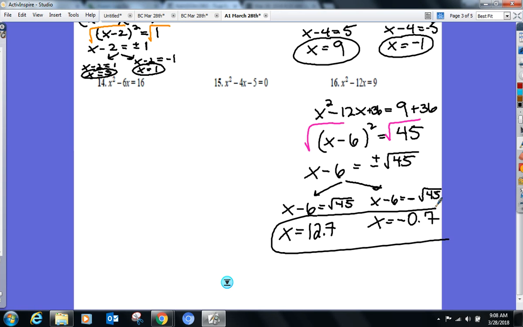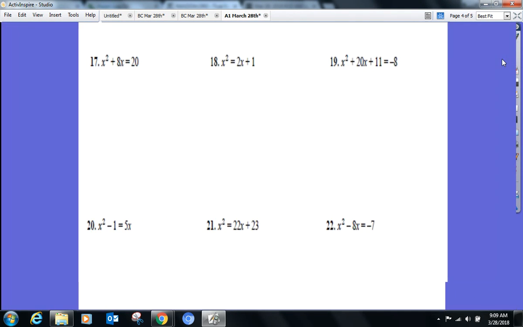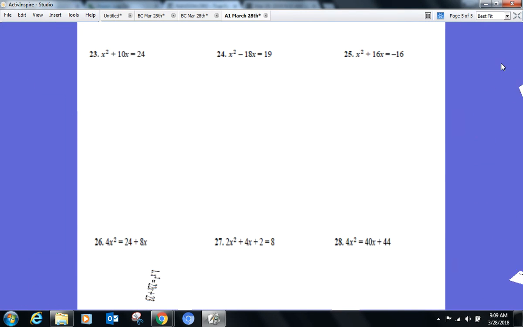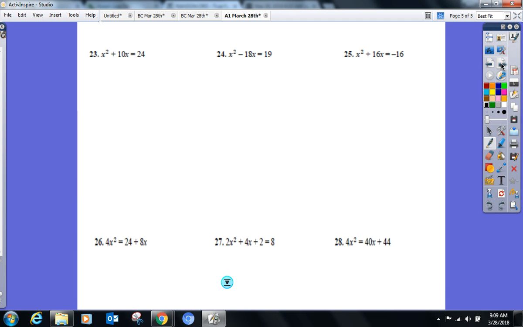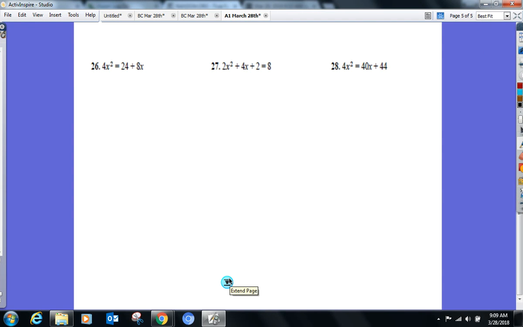There's one little thing I got to warn you about, and then I'll let you go on your own. Anything here? So, factoring B, sometimes you won't be able to factor, so you are going to have to rely on completing the square. All right, so know it, please. Last one, I'm going to go to the next page here, and I'm going to do number 26 with you. Open it up to you guys.